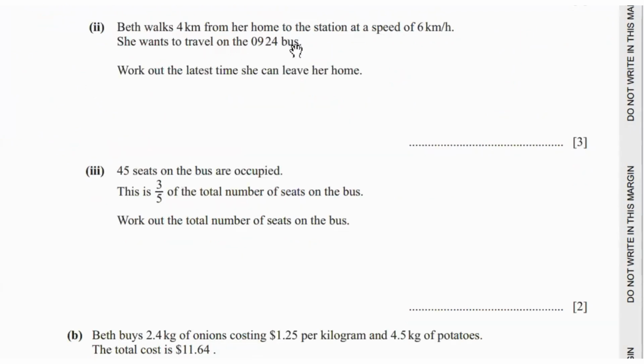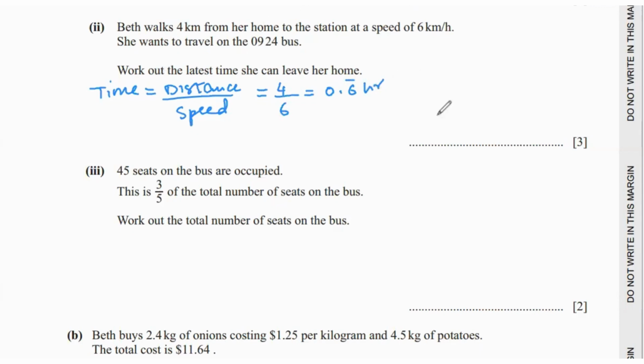Beth walks 4 kilometers from her home to the station at a speed of 6 kilometers per hour. She wants to travel on the 9:24 bus. Work out the latest time she can leave her home. So first we're going to find the time that Beth takes while she's walking to the station. So time is going to be distance over speed, which is basically 4/6. That gives us 0.6 recurring hours.